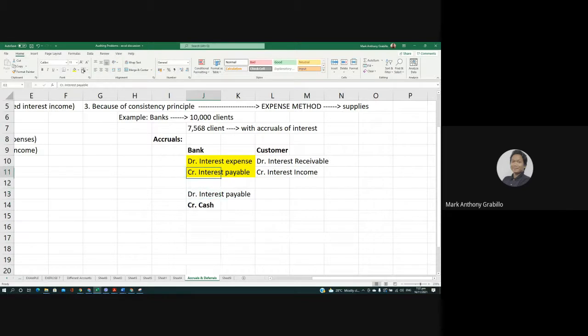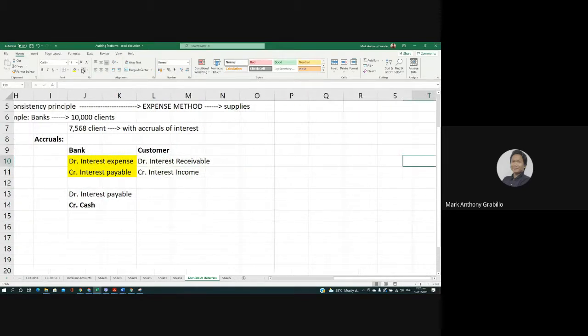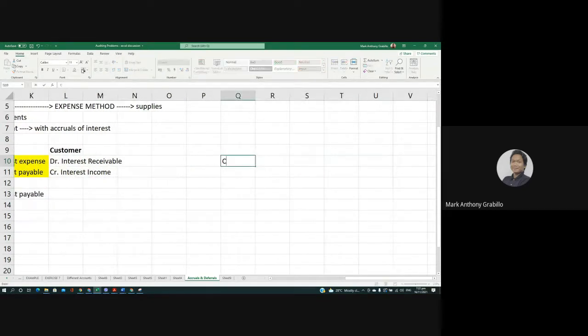Sabihin natin, dito tayo sa isa. Sabihin natin si client 1, gumawa ka ng accrual. So, gumawa ka ng accrual entry or adjusting entry.